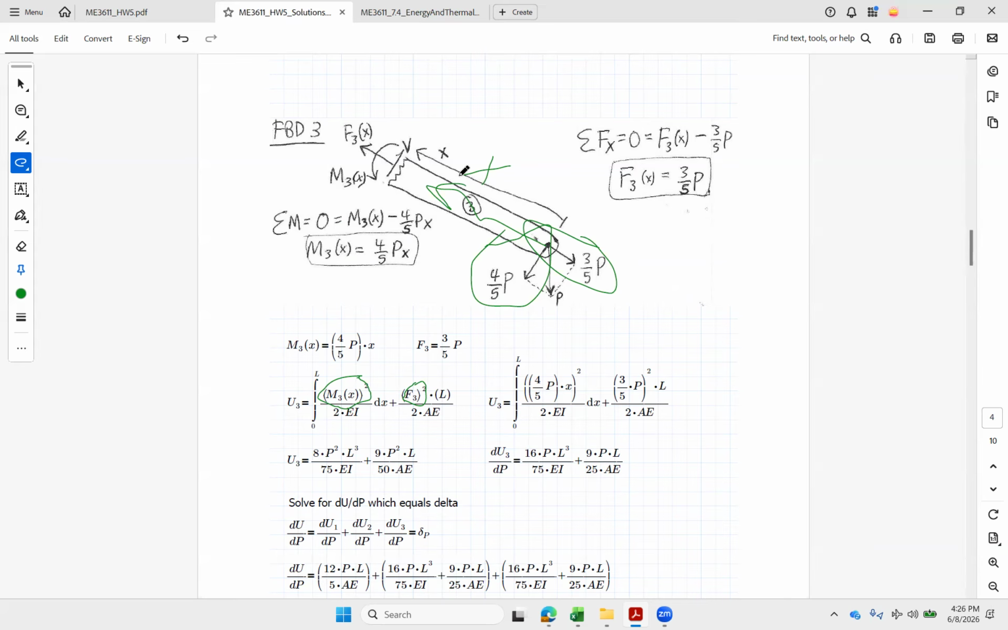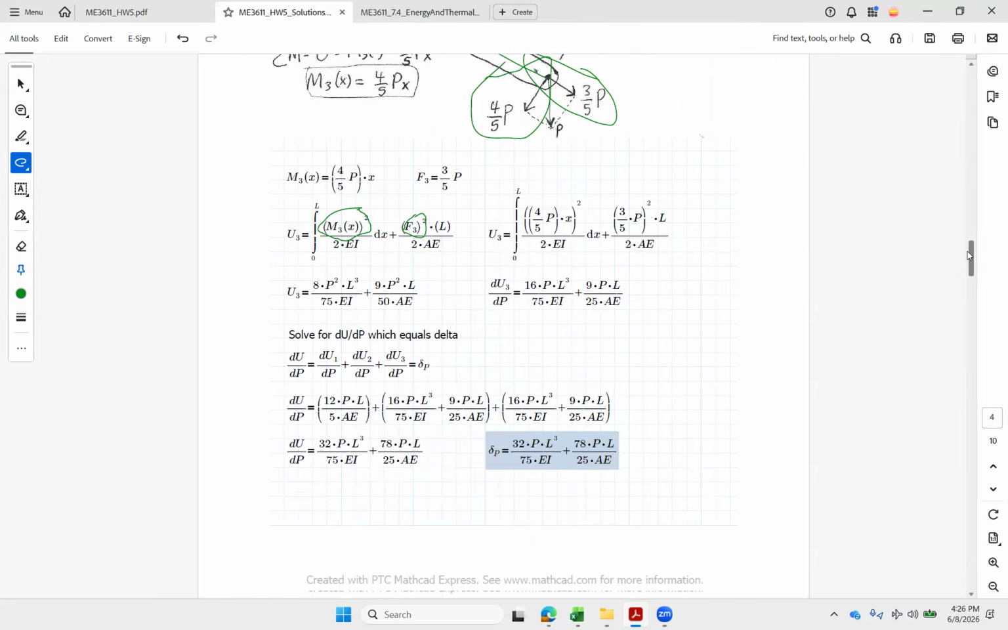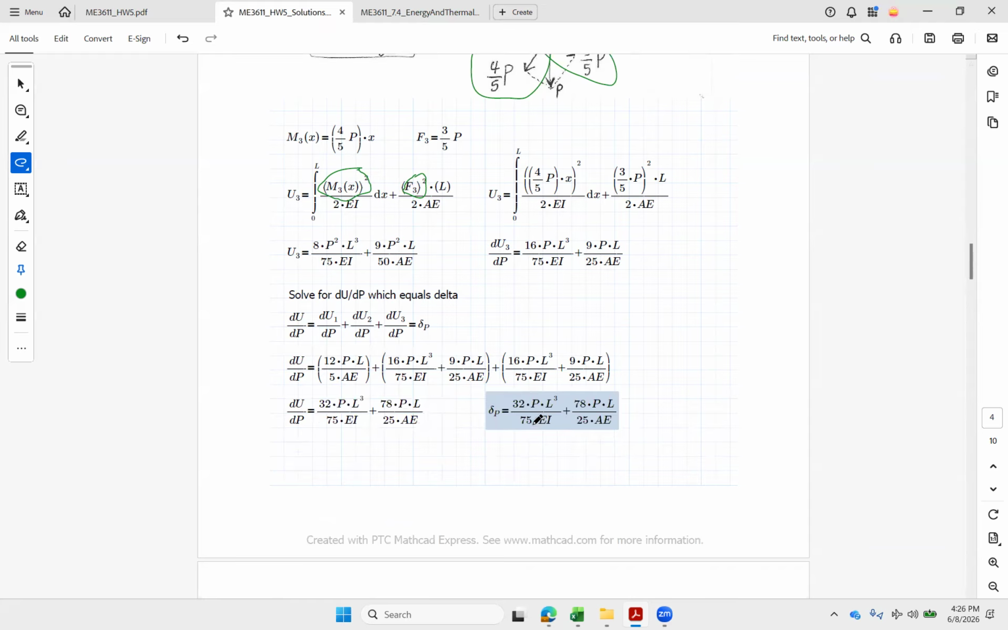Add them all up. The total is going to be the energy for piece 1, piece 2, and piece 3. That gives us our total deflection right there. And if we plug and chug our way on down, the bending term ends up 32 over 75 or some decimal equivalent, and the axial term ends up 78 over 25 if you bother to do the common denominator.